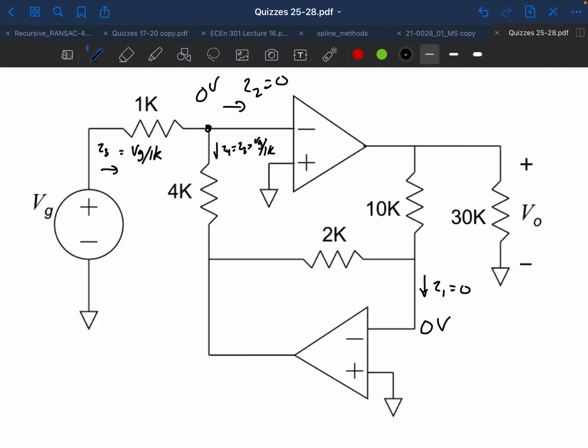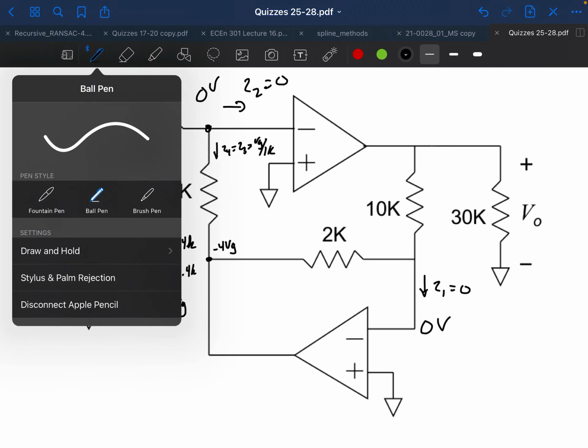Now, we know the current through that resistor, and so we know that there has to be a voltage drop. The voltage drop here is going to be the current times the resistance. And so this is positive, negative, and since this is 0 volts, this guy has to be a negative voltage. So the voltage here, let's call that V1, is going to be equal to negative I4 times 4K, which is equal to minus VG over 1K times 4K. The K's cancel out, so this is going to be minus 4 VG. So I know that voltage.